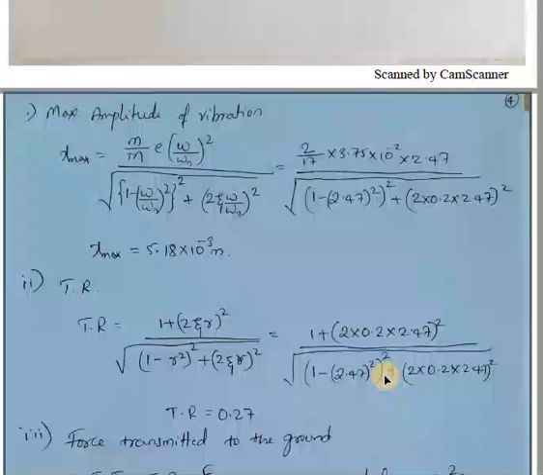Sometimes he will give you the zeta value directly, or otherwise, as we solved in the first problem, he has given some information about the oscillations. With the help of that oscillation information, we calculated first the logarithmic decrement. With the help of that logarithmic decrement, we calculated the zeta value. So once you know this omega n and zeta, then only you can use these formulas.